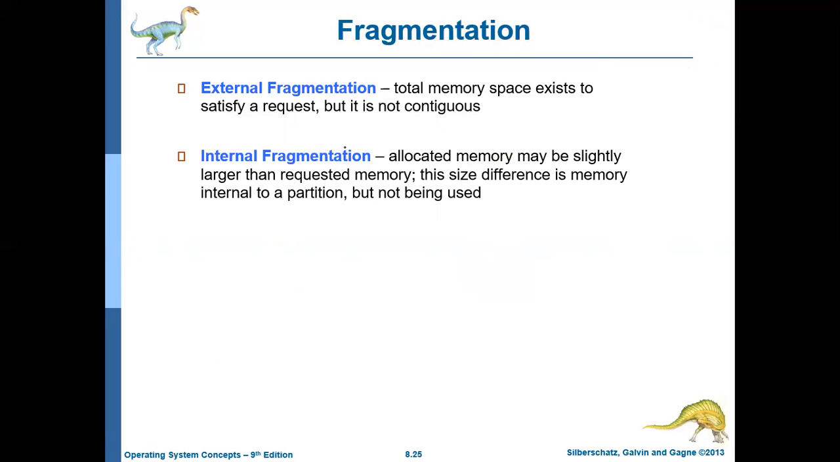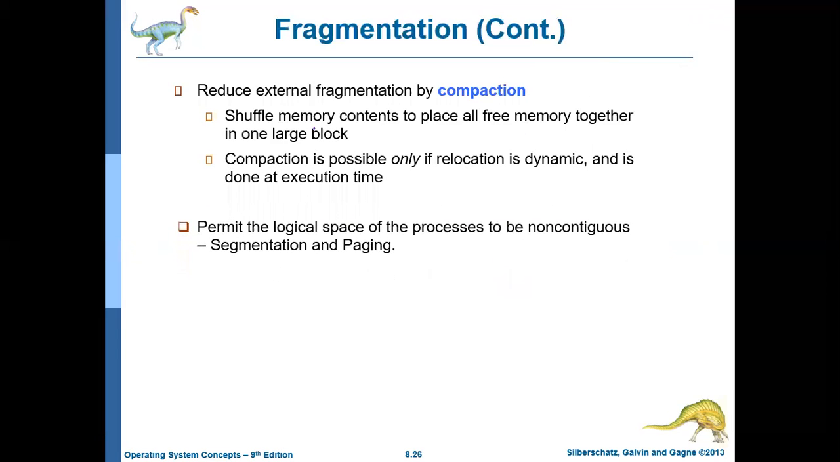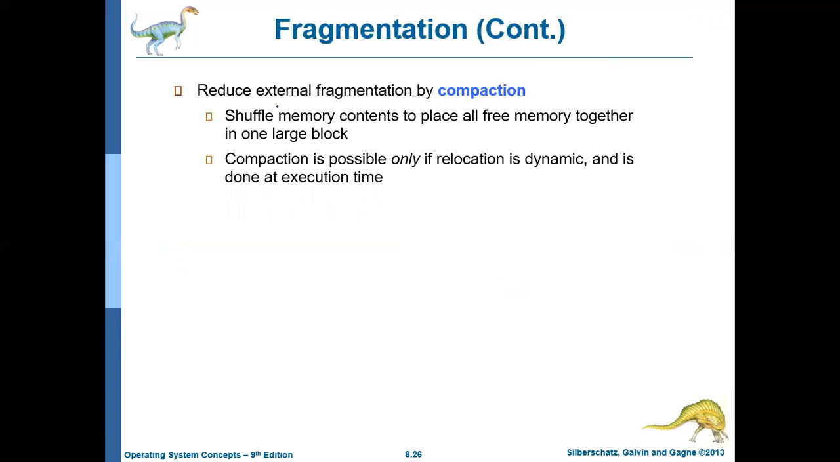In external fragmentation, the fragmented memory can be combined. If you combine all the fragmented memory, then the request can be satisfied. But as it is not combined, generally the request cannot be satisfied. So external fragmentation can be reduced or avoided by using a technique called compaction. That we have already discussed: shuffle memory contents to place all free memory together in one large block.